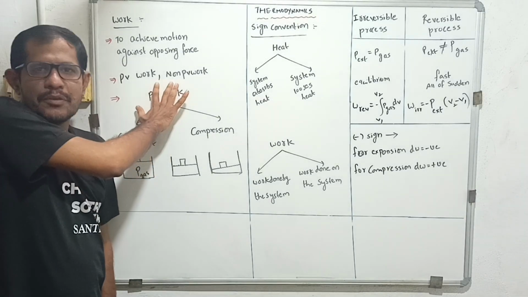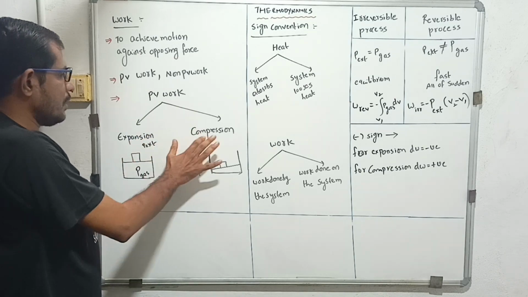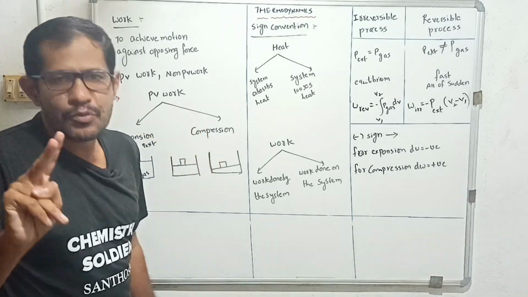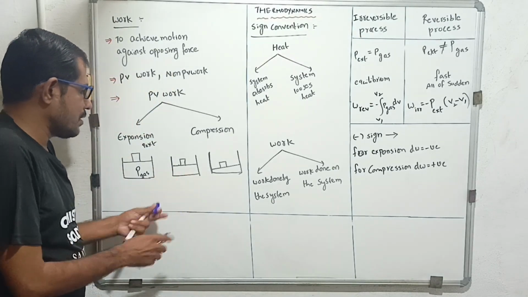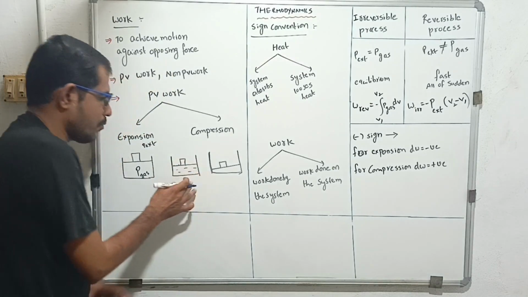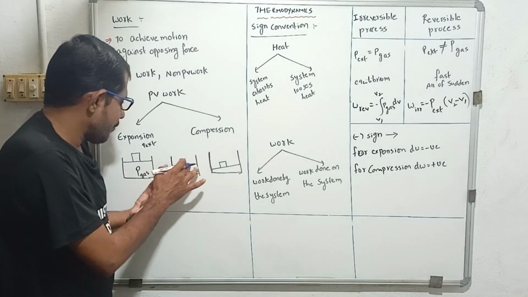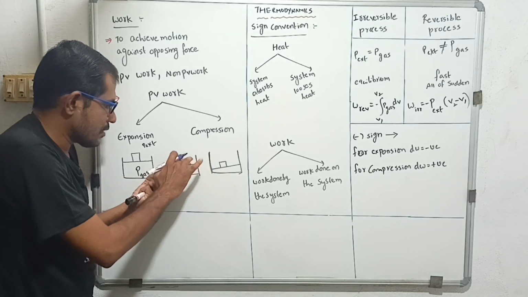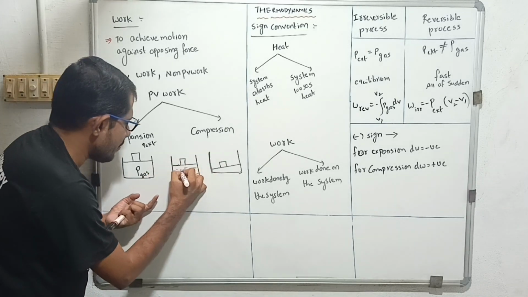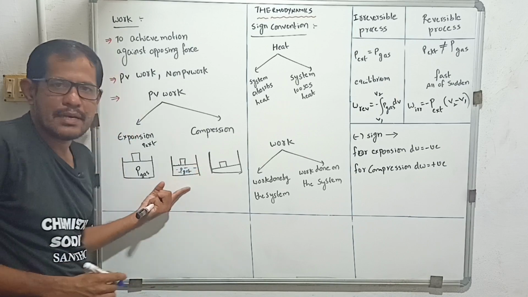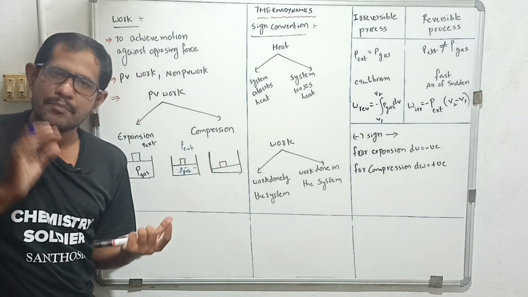Now you understood what is PV work and non-PV work. Now PV work is of two kinds, expansion and compression. Suppose the system is like this, right? Here if you observe, it is compressed. That means the piston is coming down, right? So inside, P gas is there, and outside some external pressure is there.